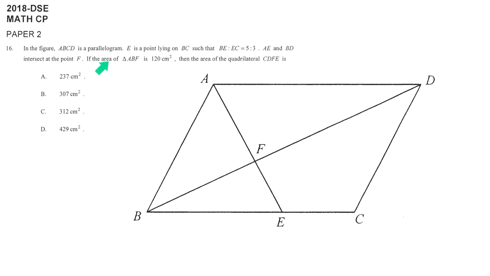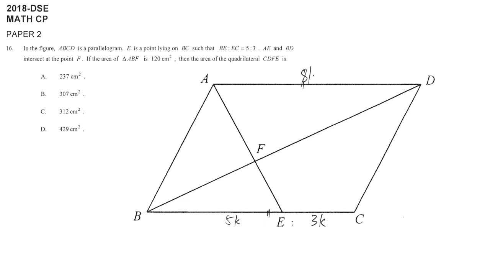Question 16 is about some area ratio again. This time they give you BC to EC. This is a parallelogram, so you know their opposite sides are the same. And then this one is 5 to 3. To be more clear, you may write 5K to 3K. But anyway, 5 and 3 is okay for your calculation.